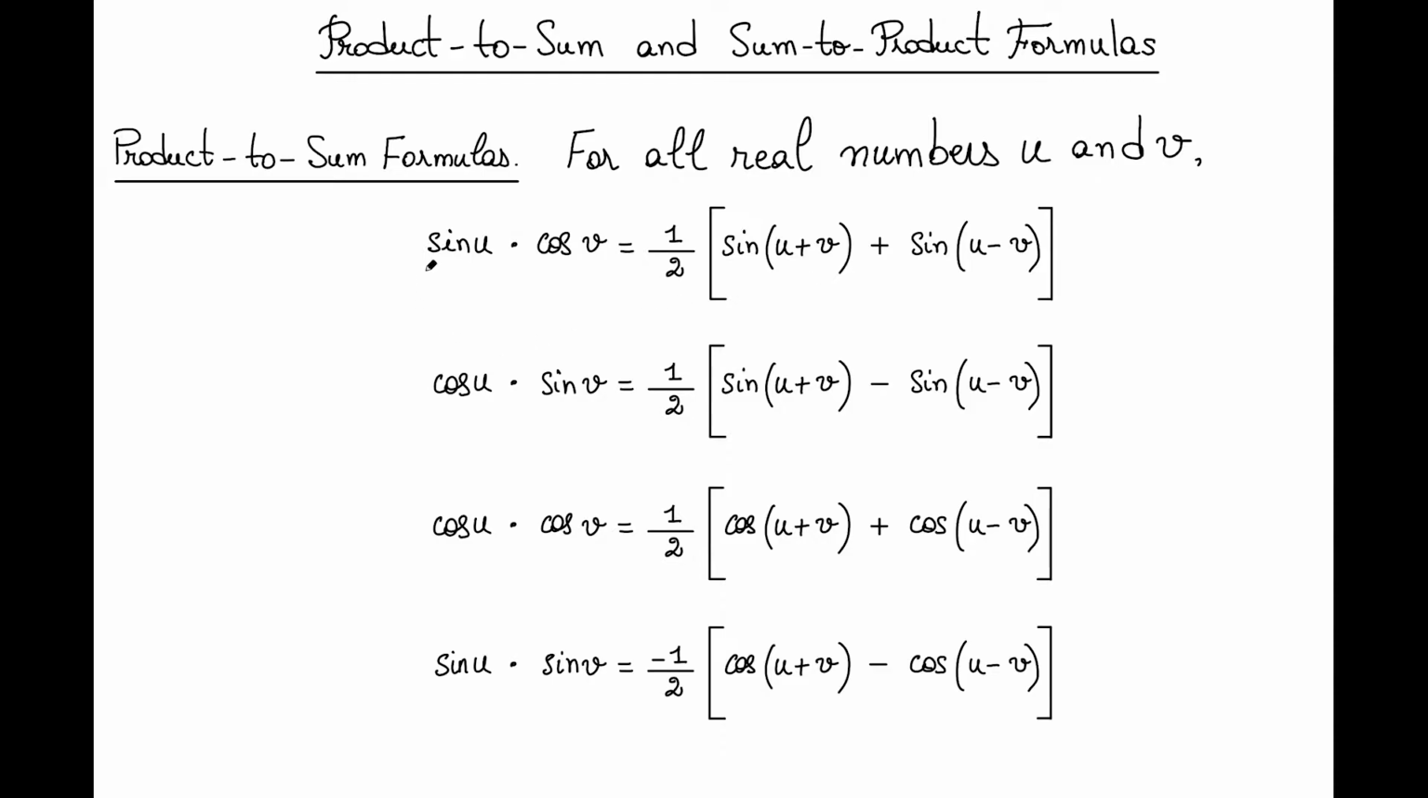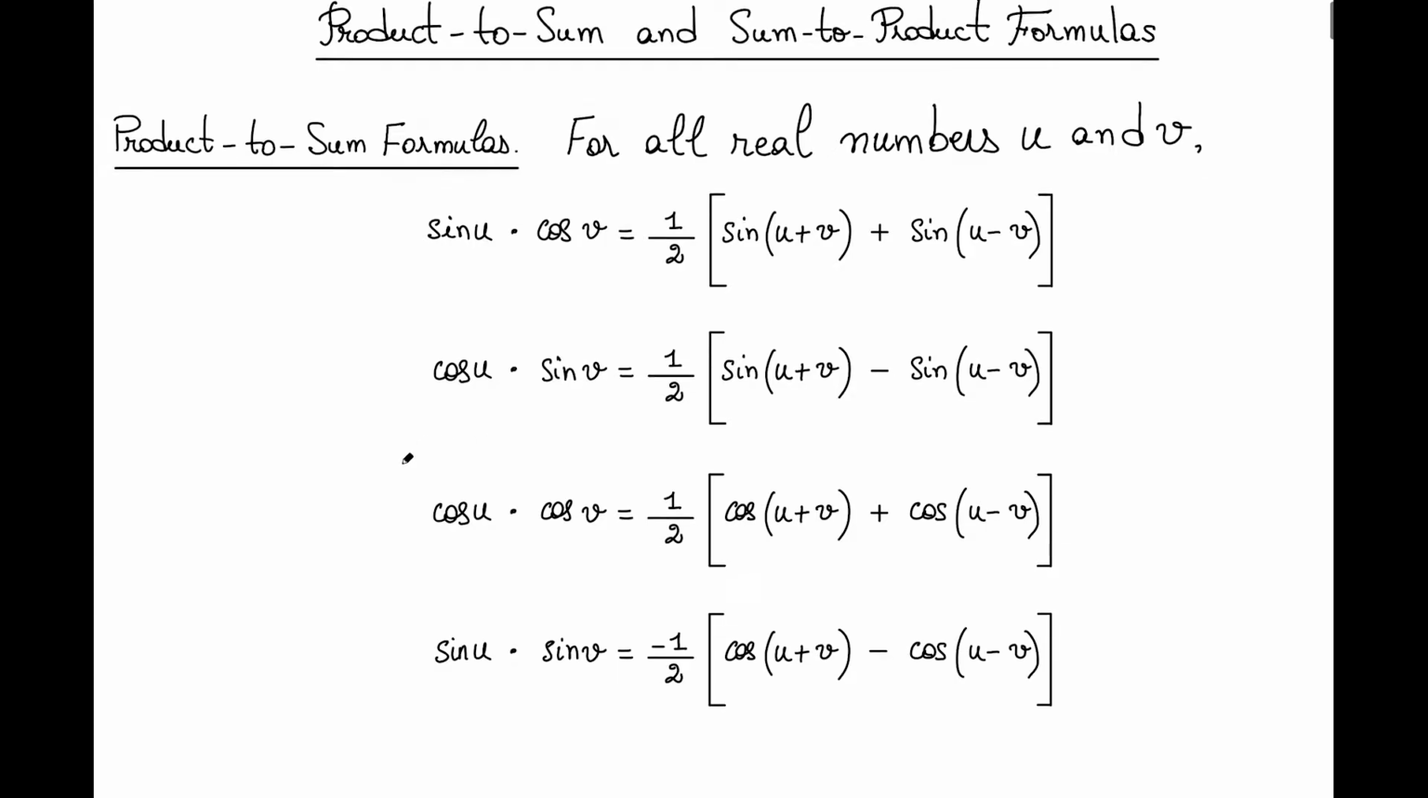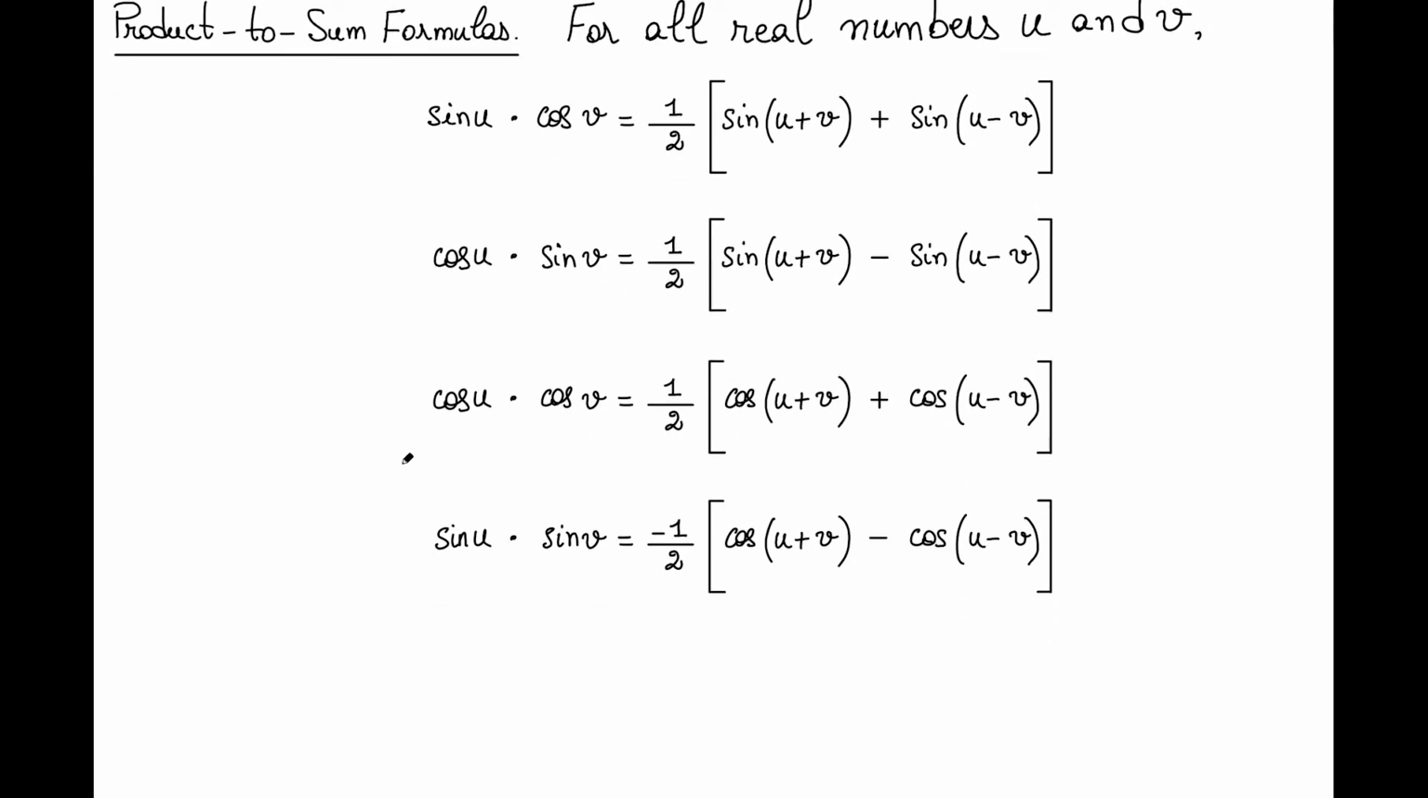The first one reads as follows. Sine of u times cosine of v is equal to half the quantity, which is a sum of sine acting on the sum of the angles u and v, and the other entity is sine acting on the difference between those two angles u and v. The rest are very, very similar. They all stem from the same source, and that source is the addition and subtraction formulas that we learned a couple of sections ago. So let's prove one of them, because all the rest are very similar.